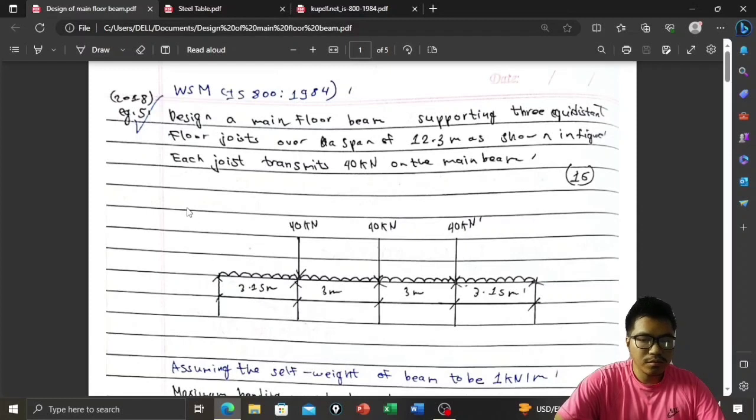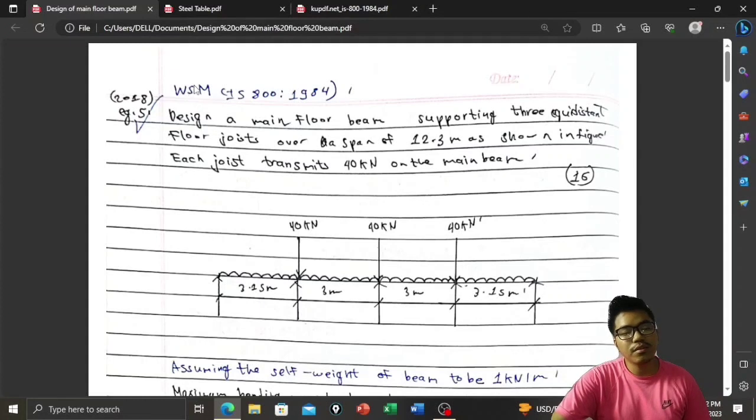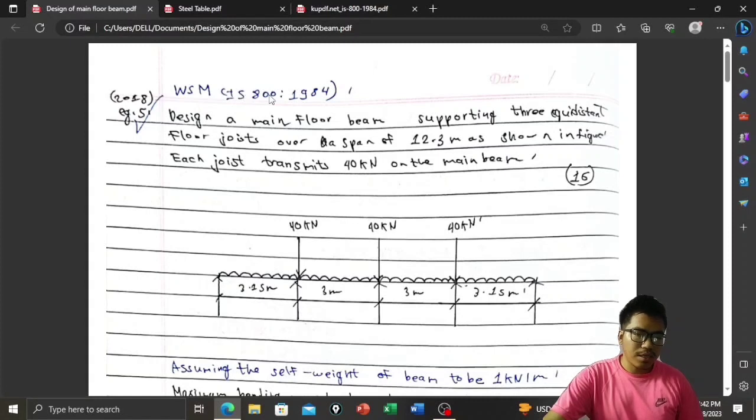Today in this video, I will solve the numerical of design of main floor beam of design of steel and timber structures. This question was asked in 2018 in Provincial University. We used this WSM, working stress method. The IS code is IS 800 1984.